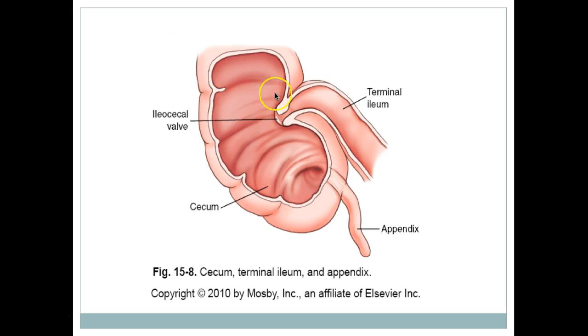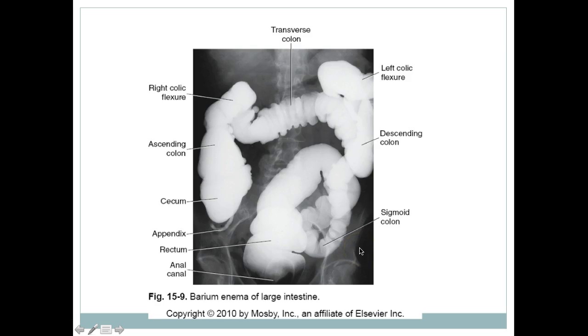So you have your cecum here. Here's your cecum and your vermiform appendix, or just appendix, here. This is a barium enema, as you can see. So if we start over here, this is your cecum, and you can see your appendix hanging down right there, filled with barium. Coming up your ascending, you have your right hepatic or colic flexure coming across your transverse.